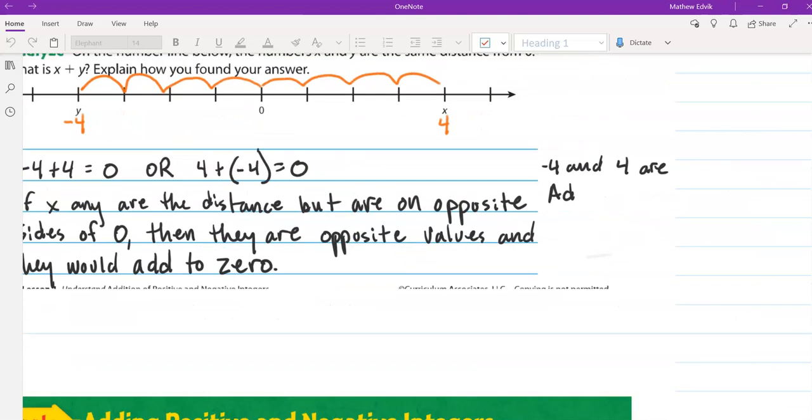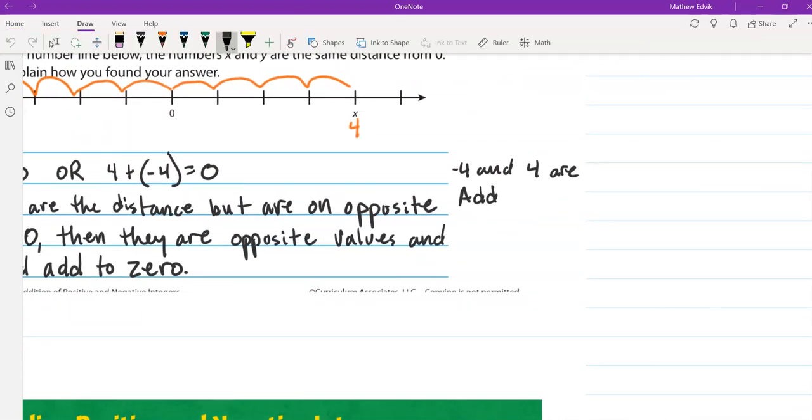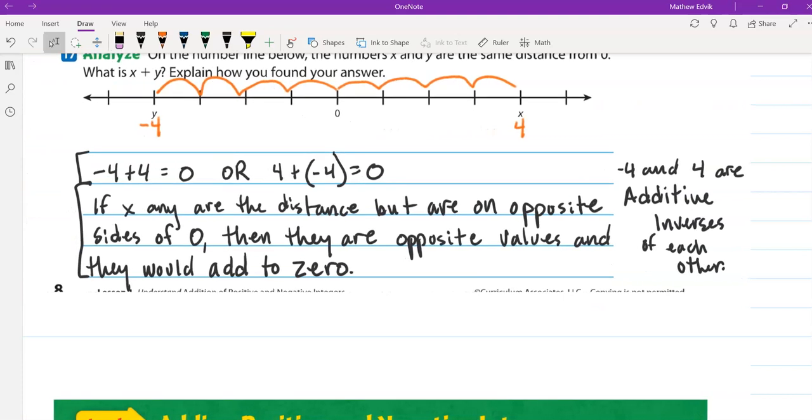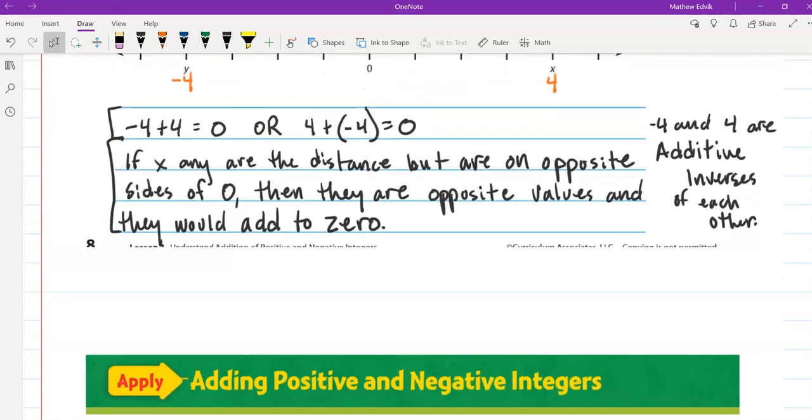All right, let's see if we can get this. Additive inverses of each other. Let's see if as a class we can give some more examples of additive inverses.